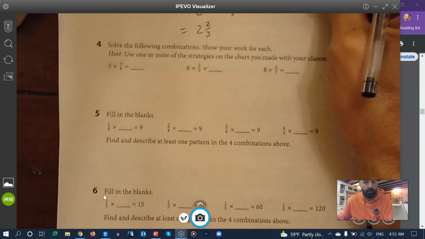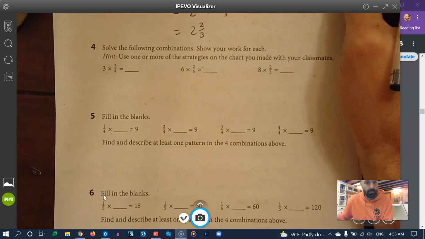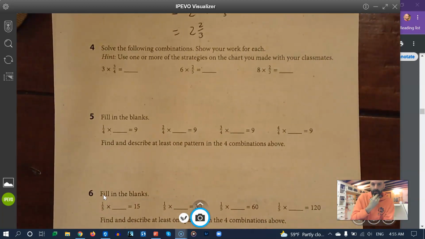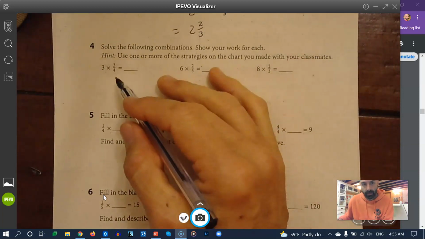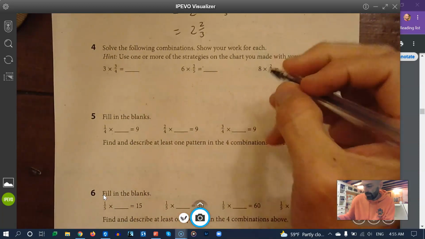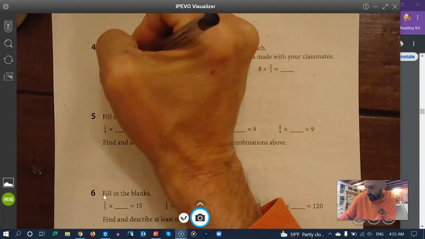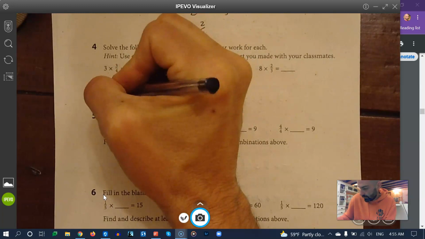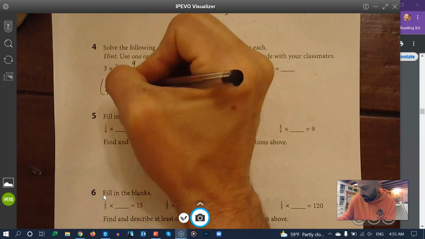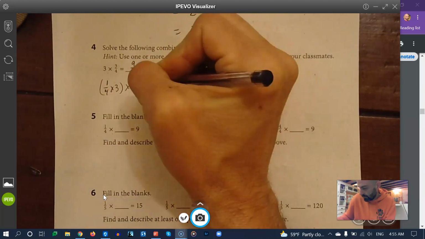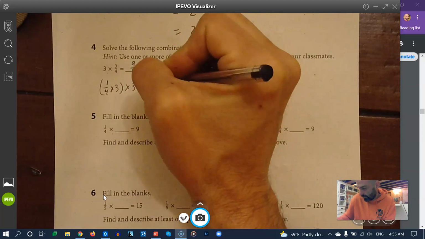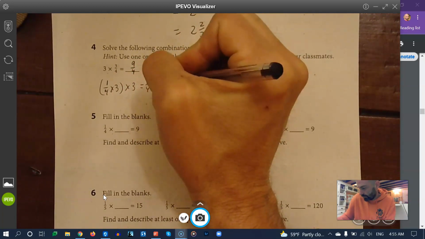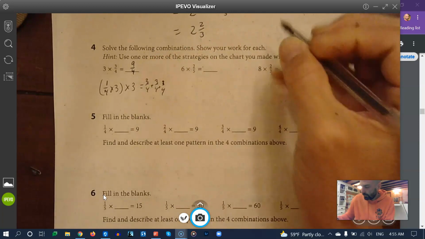All right. Solve the following combination. Show your work for each. Use one or more of the strategies on the chart you made. So 3 times 3/4. That's going to give us 9/4. And how do I know that? Well, this can be 1/4 of 3 times, which is equal to 3/4 plus 3/4 plus 3/4.